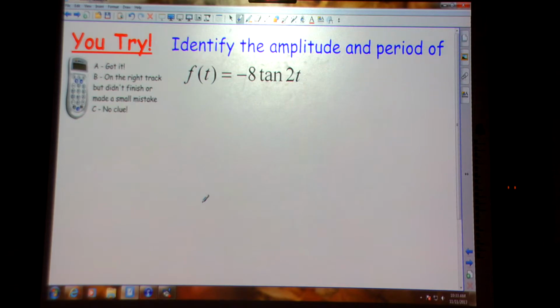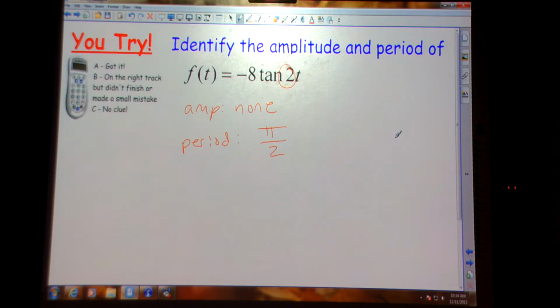Okay, you try. I want the amplitude and period of -8 tangent 2t. Go ahead and pause the video. When you're ready and everyone's done, hit play. Okay, amplitude, don't be fooled. There is none. Don't give me 8. It's none. Okay, period is pi over b, and b is 2. That's it.